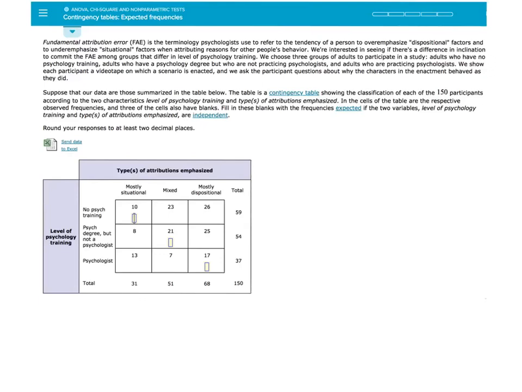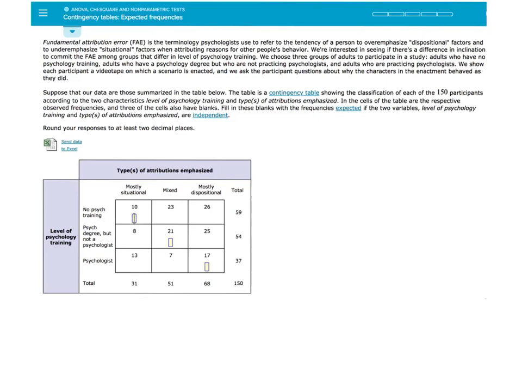In this video, we will learn how to compute expected frequencies for contingency tables. Fundamental attribution error, FAE, is the terminology psychologists use to refer to the tendency of a person to overemphasize dispositional factors and to underemphasize situational factors when attributing reasons for other people's behavior. We are interested in seeing if there is a difference in inclination to commit the FAE among groups that differ in level of psychology training.